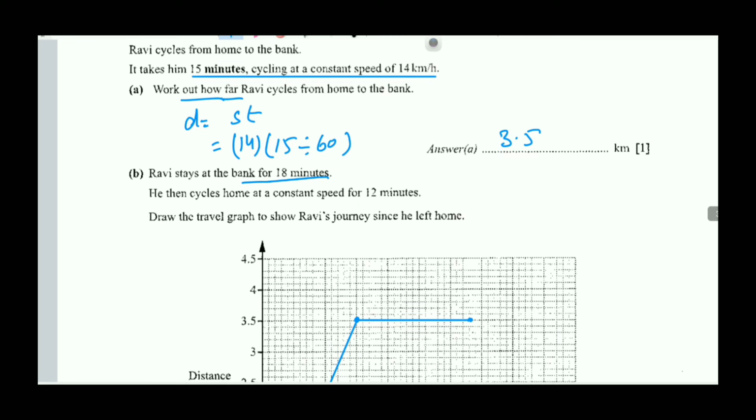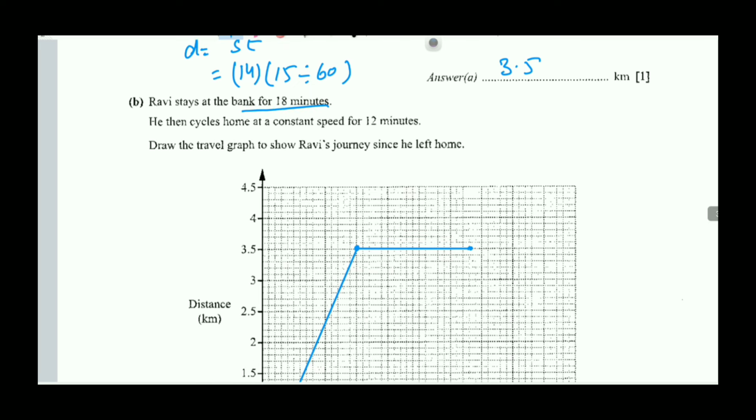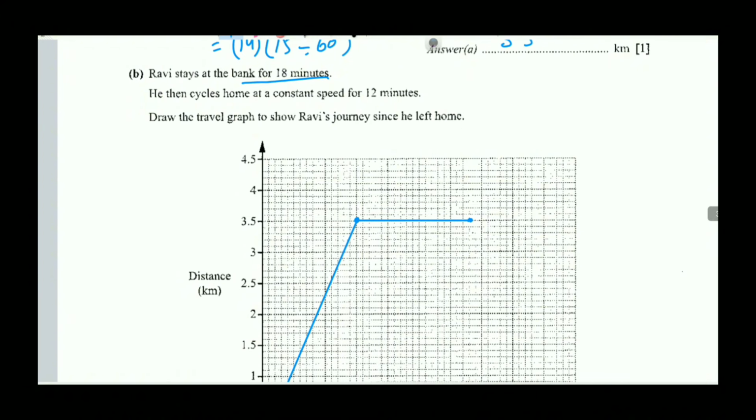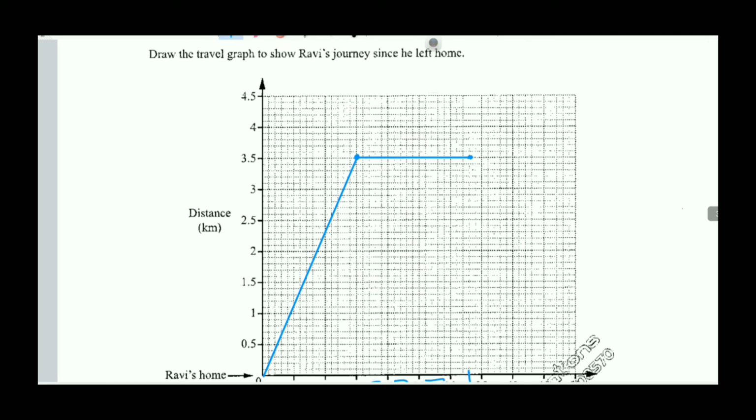Okay, he will stay. Then he cycles home at a constant speed for 12 minutes. So 18 plus 12, we will add the time. Draw the travel graph to show Ravi's journey since he is home. So he has to reach home. So you will just take the time, 12 minutes.